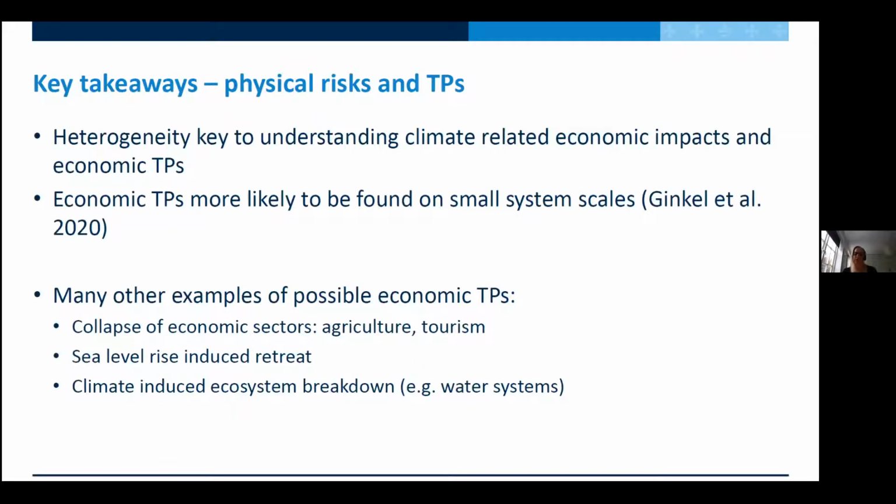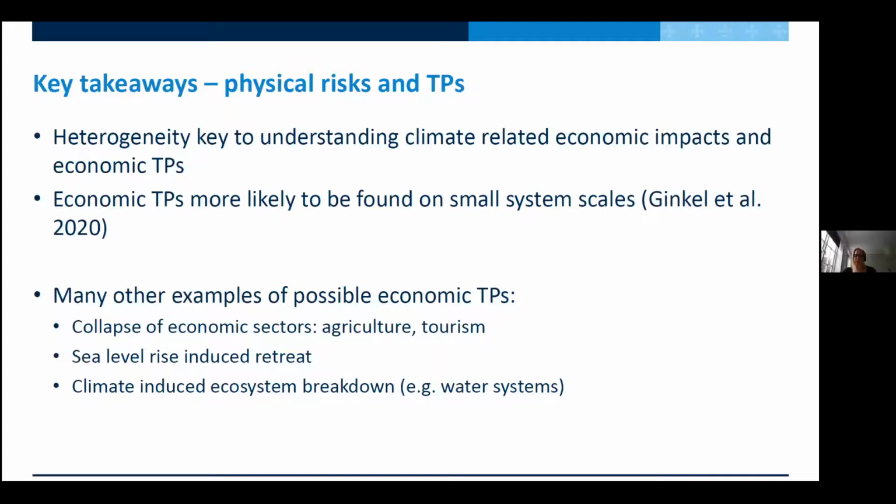So to summarize, heterogeneity is important, and aggregate studies can miss important sources of heterogeneity, such as local, sector, and seasonal variation, which might be relevant for tipping points. Economic tipping points are more likely to be found on small system scales. However, it is important to understand aggregation effects.